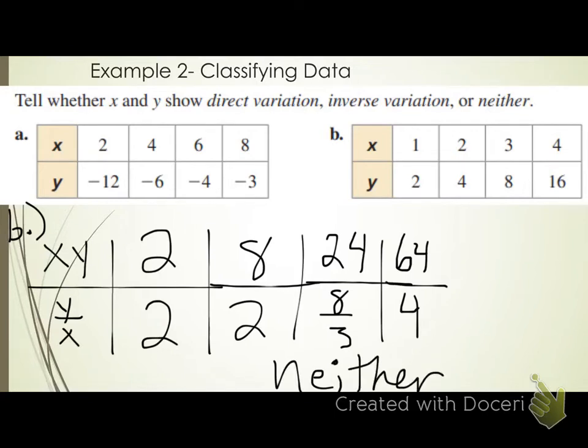Everyone okay with that? Any questions on it? If you get the product as being constant, it's inverse variation. If you get the quotient being constant, it's direct variation. If neither one of them is constant, it's neither. You okay with that? Any questions so far? Can I move on?